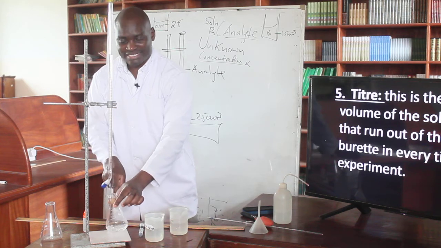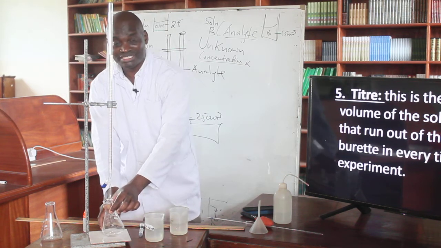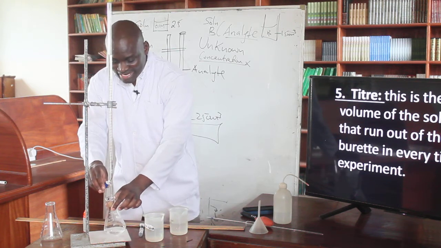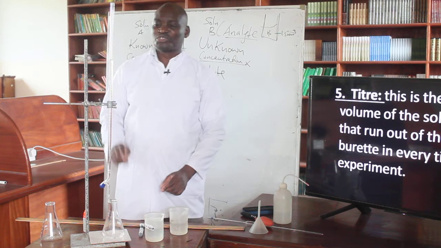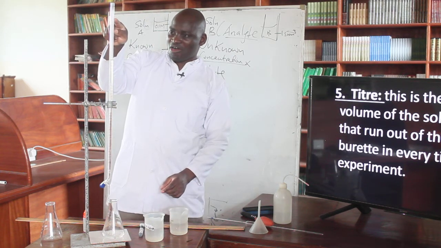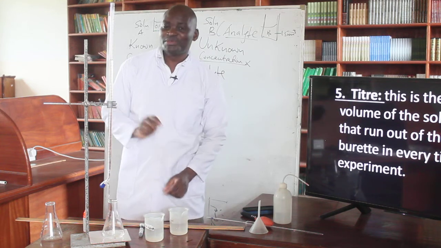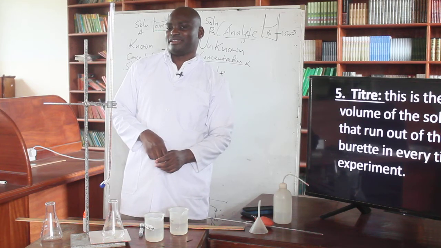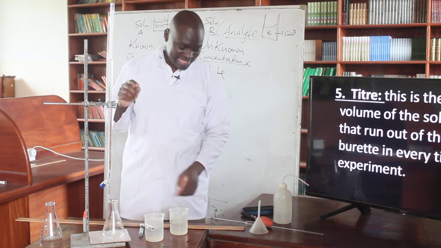As you are doing that, as you are allowing the analyte to come out and react with the standard, you'll be looking at the color change. Immediately the color will change, then you stop. So the volume of the analyte that runs out of the burette in every titration is what we call the titer.